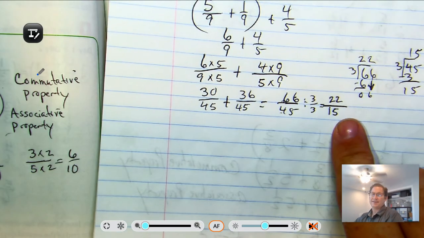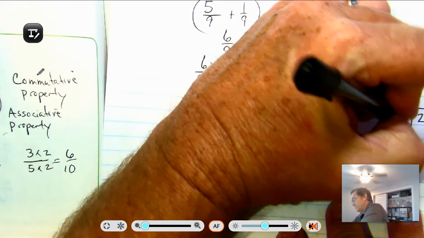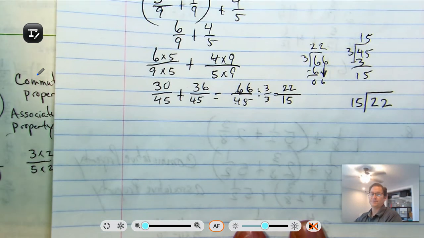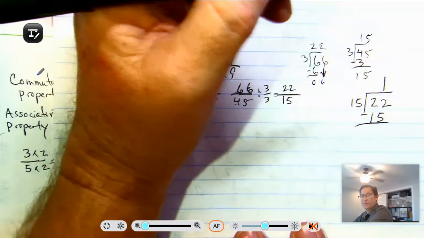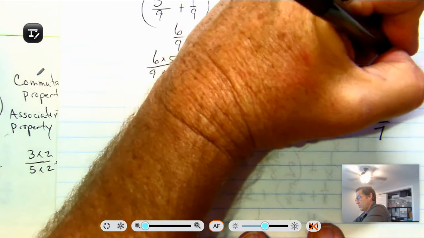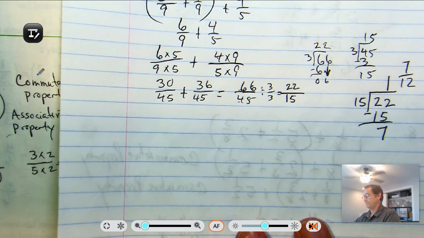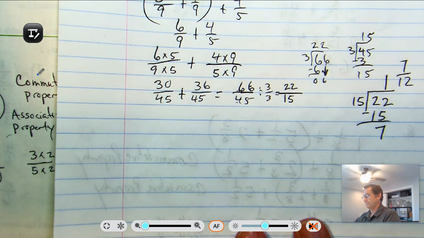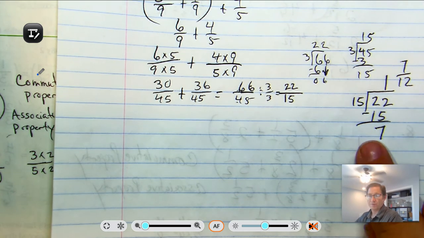But I still can't leave it like that because that's a fraction greater than 1. So divide 22 by 15. We can take one set of 15s away from 22, with a remainder of 7. So 1 and 7/12. Not 7/12. There is no 12 in this problem. Okay.